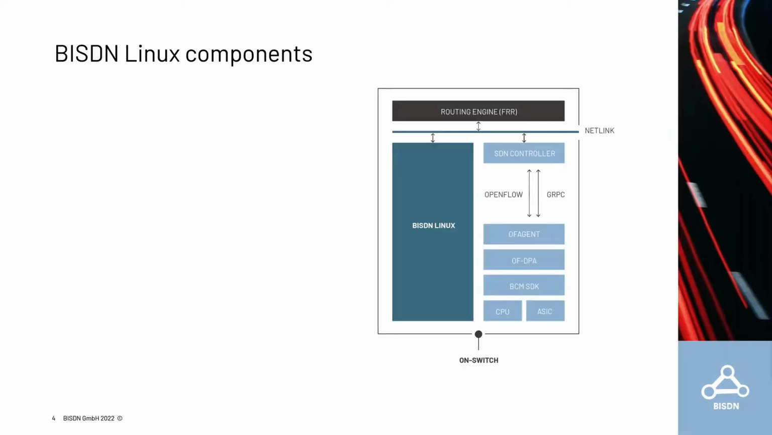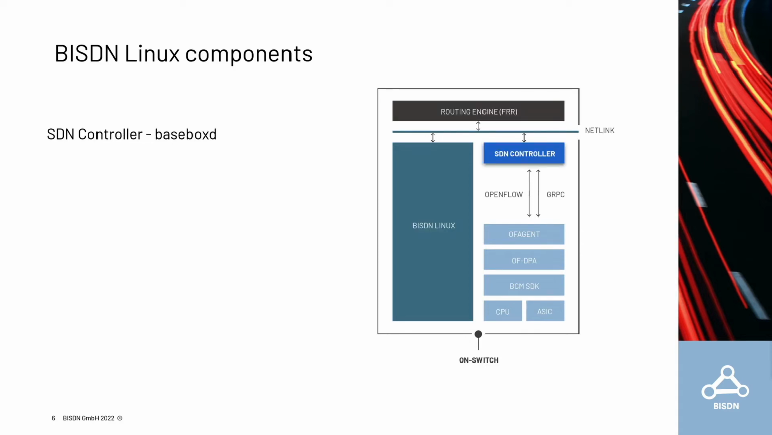Here we can see a summary of the components that make up BISDN Linux. Notice how the routing engine FRR and the SDN controller both communicate with the intermediate layer called Netlink. Netlink is a Linux kernel interface used for communication between both the kernel and user space processes, and also between different user space processes. Among several network-related configurations, Netlink deals with receiving route and link updates, and may also be used to modify things like the routing tables, IP addresses, or link parameters.